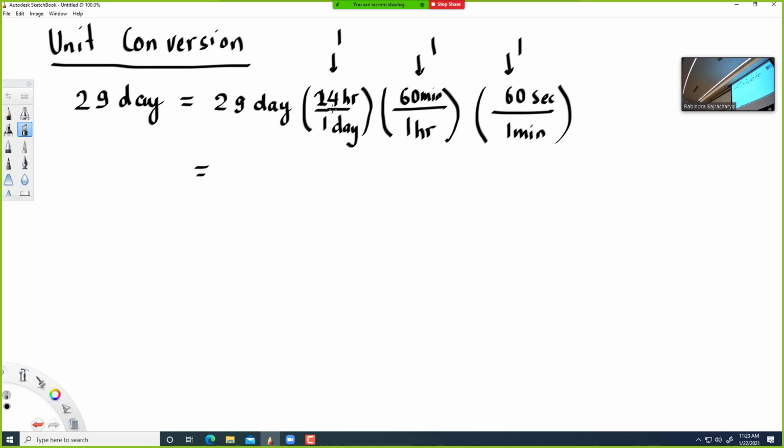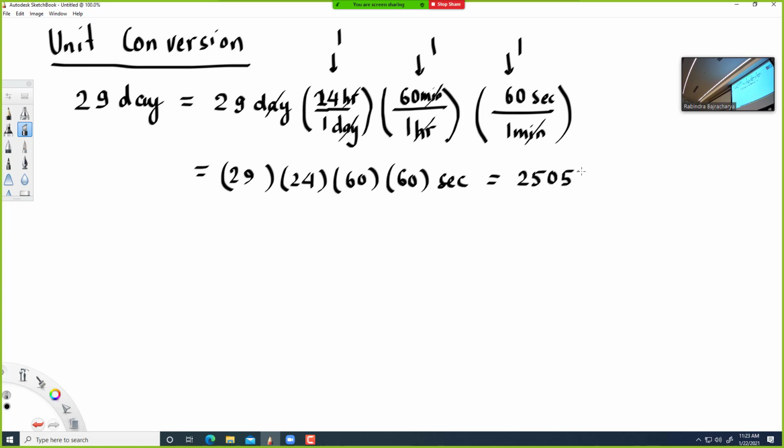Then hour and hour cancel, minute and minute cancel, day and day cancel. So you get 29 times 24 times 60 times 60 seconds. That will give you 2505600, something like that. So that's the number you get.